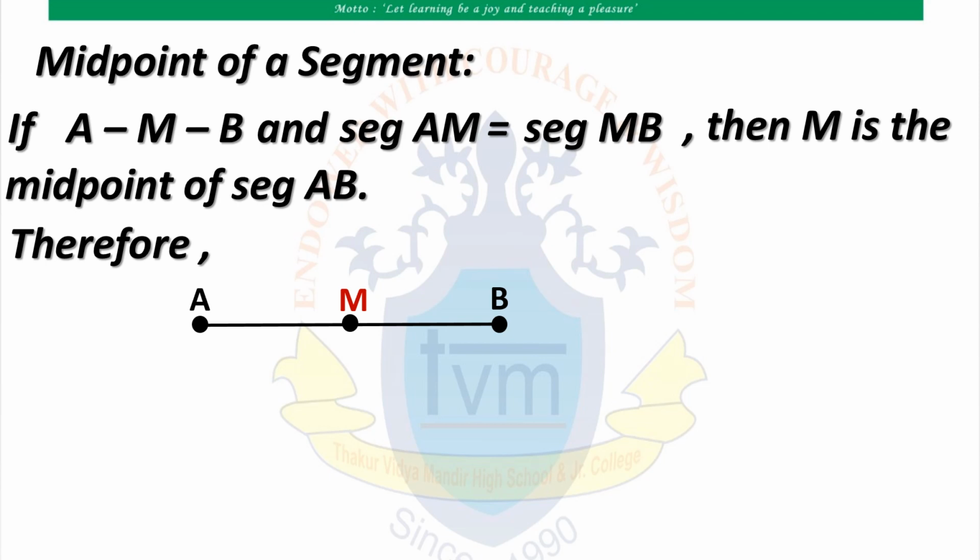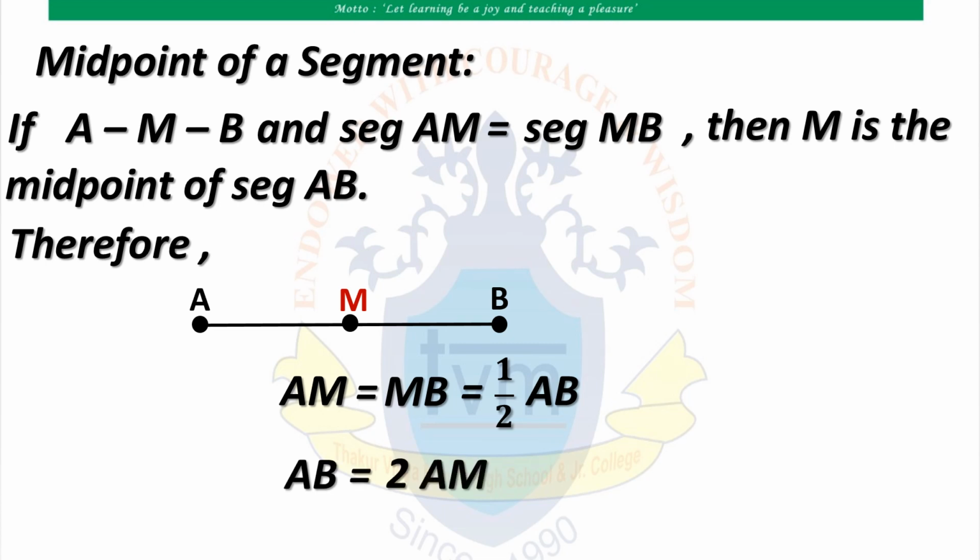Now we'll see that figure. You can see that here M is the midpoint of segment AB. See, M is between A and B. Between does not mean it's the midpoint. Midpoint means if AM and MB are equal in length, then we can say that M is the midpoint of AB. What do you mean by this statement? You can look at it over here. It means AM and MB are equal and each equal part is half of segment AB. Or you can say that AB is 2 times AM, or AB is 2 times MB.